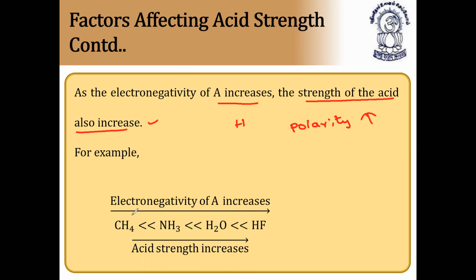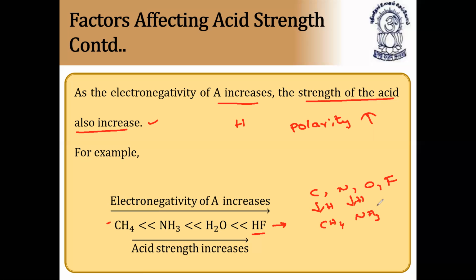So, for example, methane is less acidic than ammonia, than water, than HF, because fluorine is the most electronegative atom. Next is oxygen. Electronegativity is less for carbon when compared to nitrogen, oxygen, and fluorine. Here, what are the elements we have? Carbon, nitrogen, oxygen, fluorine. When carbon is combined with hydrogen, it forms CH4. When nitrogen is combined with hydrogen, it forms ammonia.